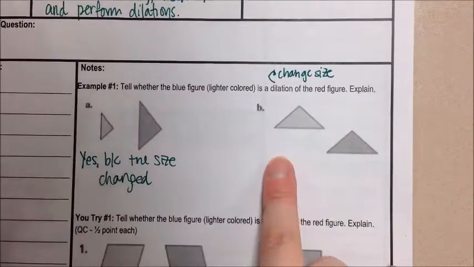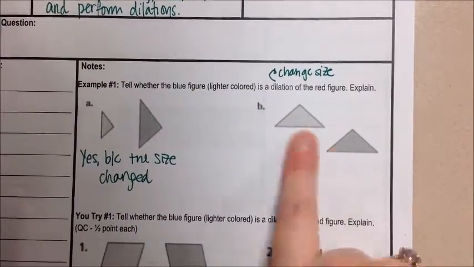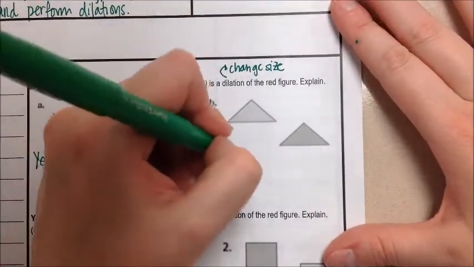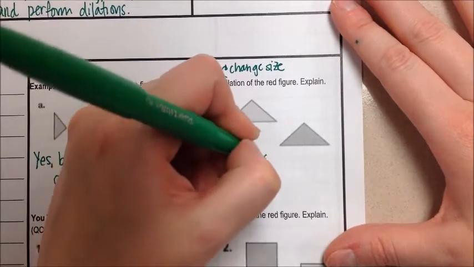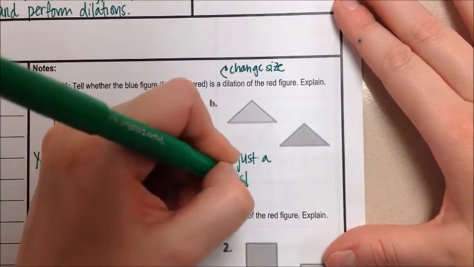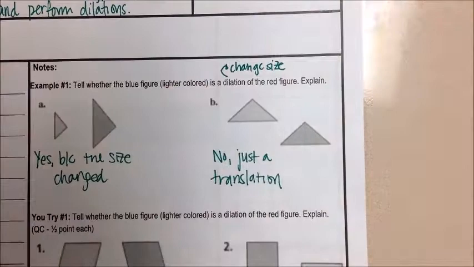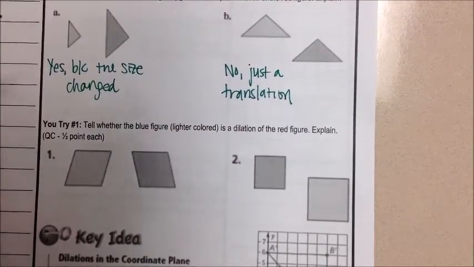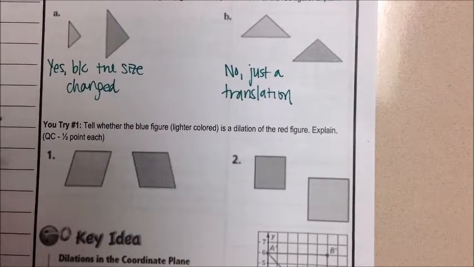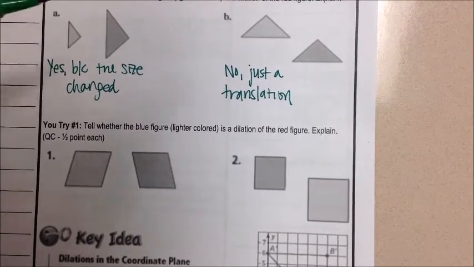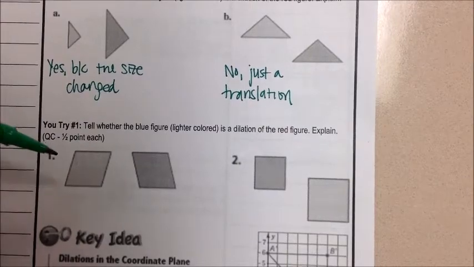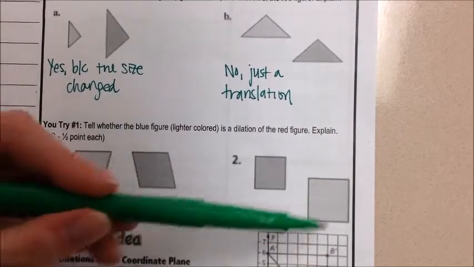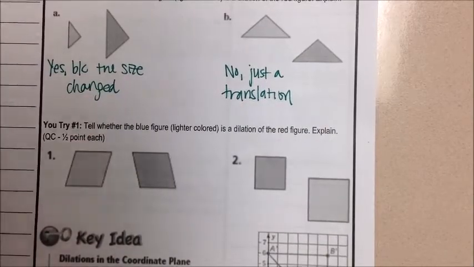Okay, on B, if you look, those are the same size triangle. So that's really just a translation. Okay, so go ahead and do the U try number 1. And you should never be telling me when I come around to check your notes that I forgot to do the U tries. Okay, because you should be stopping now and doing the U tries. Not all at the end. You should be doing it right after you learn that information.